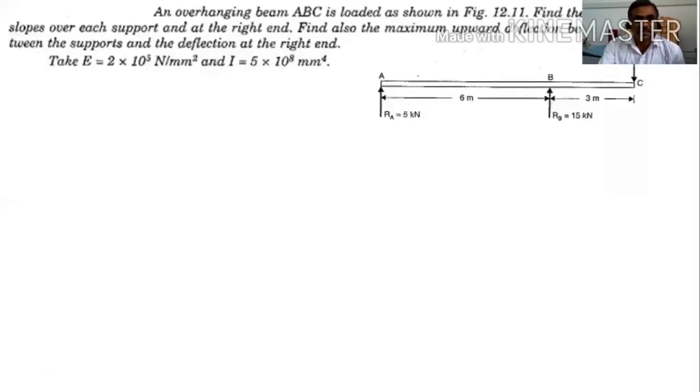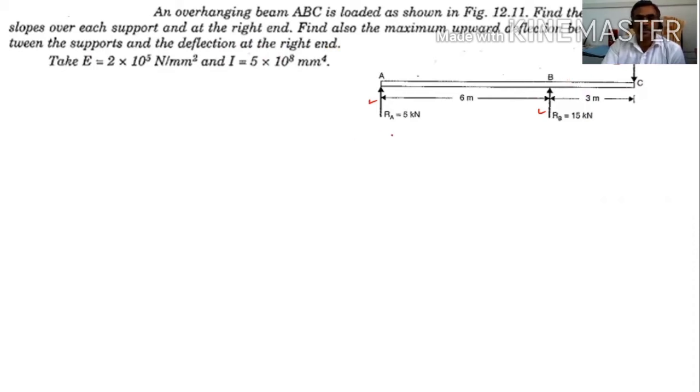Today we are going to discuss an overhanging beam. Here in this problem, an overhanging beam is given which consists of two supports at points A and B, and there is an overhanging load of 10 kilonewton at point C. In this problem, we have to calculate the maximum upward deflection between supports and the deflection at the right end. These are the things we need to calculate.